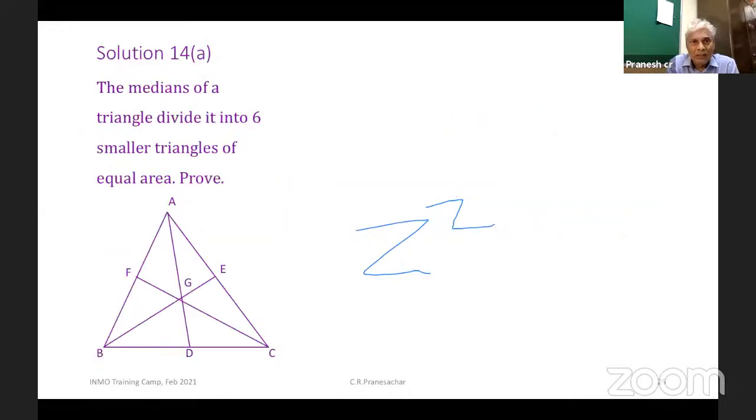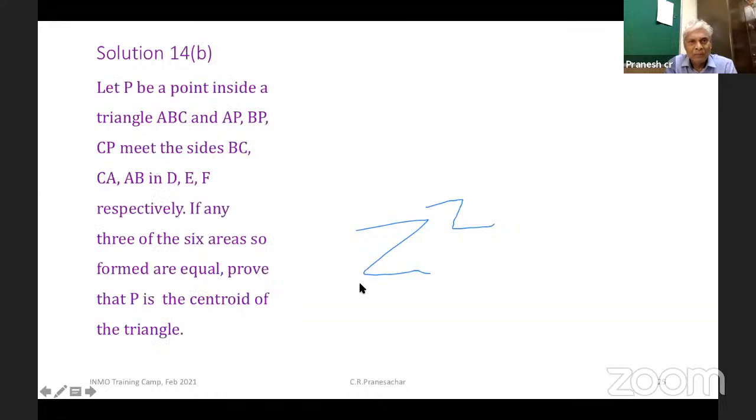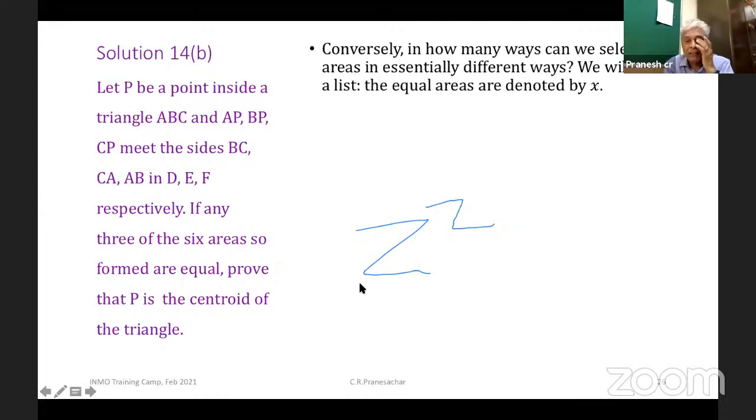So the medians of a triangle divide it into 6 parts. The medians of a triangle concur at the centroid G. We know that each median bisects the area. So even in this triangle, this is the median, so the area is bisected. Using the fact that these 2 areas are equal, these 2 areas are equal, and these 2 areas are equal, and the sum of these 3 is equal to the sum of these 3, one can easily prove that all the 6 areas are equal. So I'm not going to say anything more. Let's go to the next part.